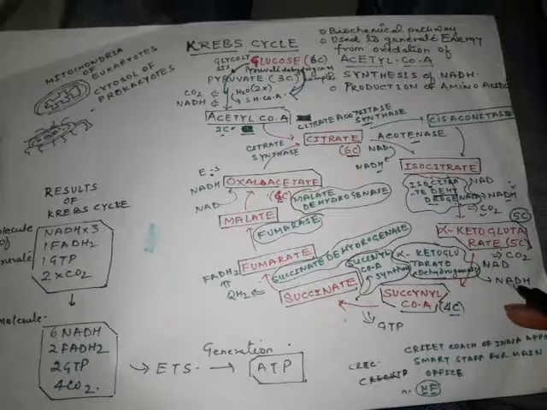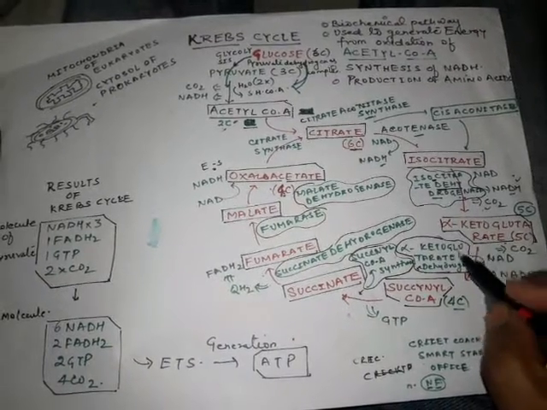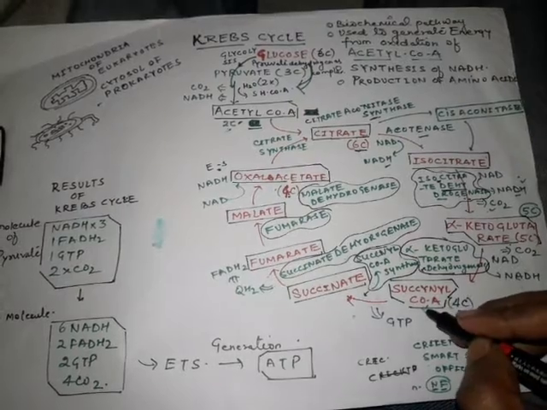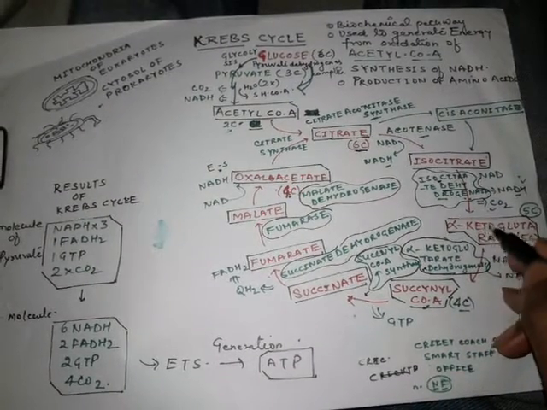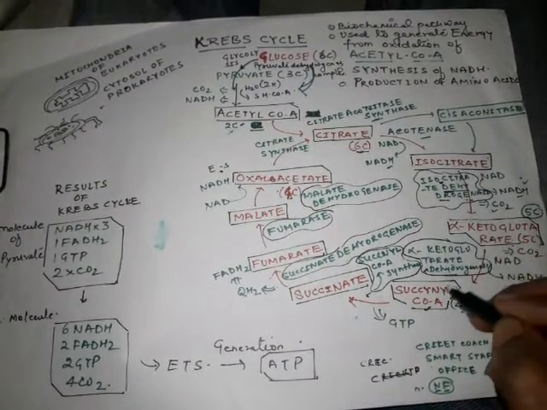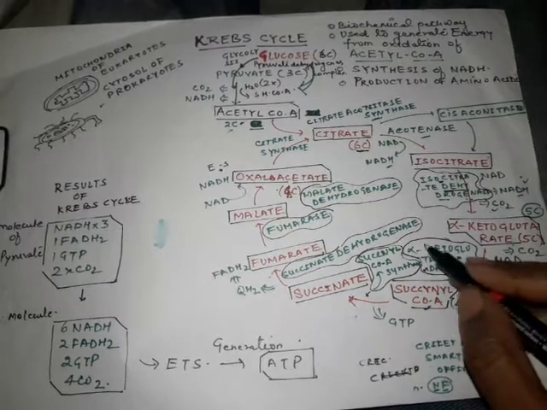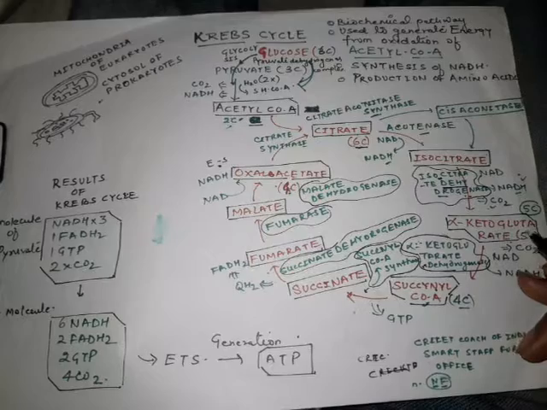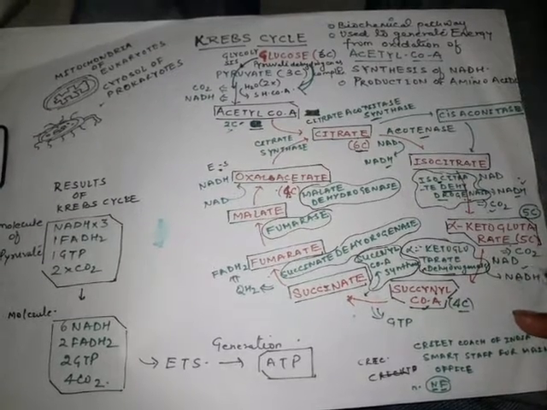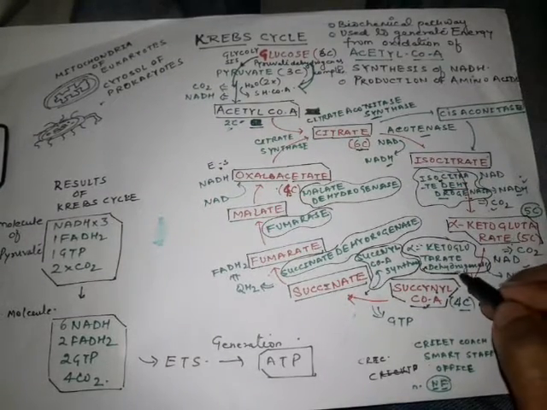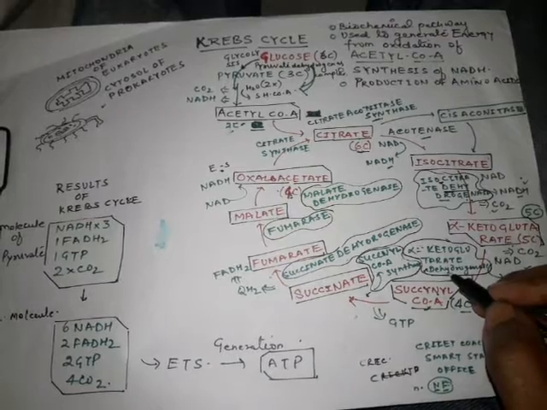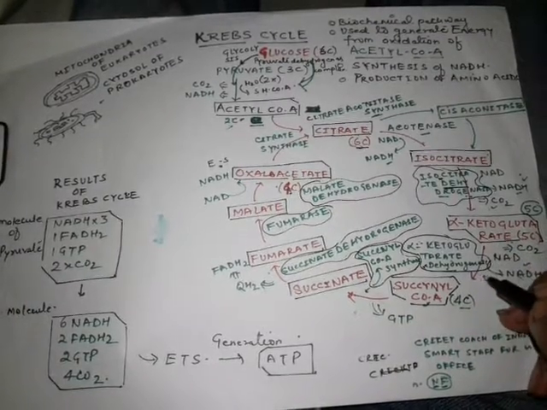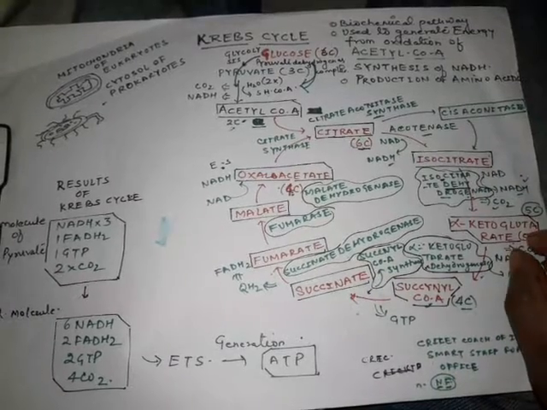Okay, further alpha ketoglutarate is converted to succinyl coenzyme A. Since alpha ketoglutarate changes here and is converted to succinyl coenzyme A, the name of the enzyme is based on this alpha ketoglutarate. Since here also NADH and CO2 are involved, the name of the enzyme will be a dehydrogenase. So the name of the enzyme is alpha ketoglutarate dehydrogenase. Okay, so this step is complete.